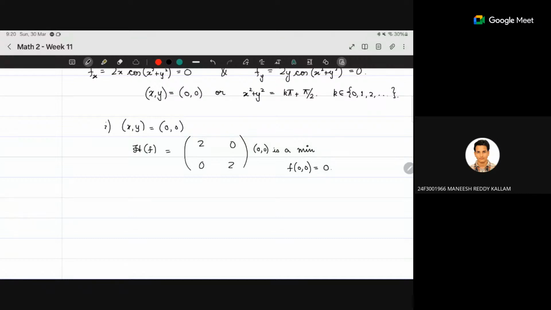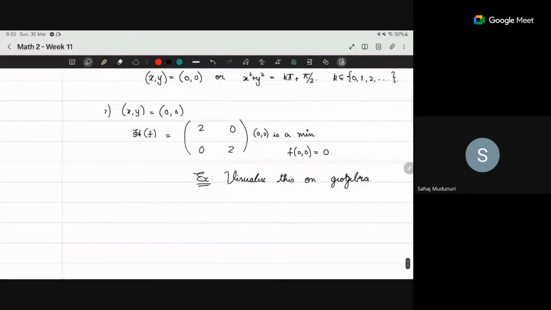So why does this happen? I would strongly suggest this exercise: visualize this on GeoGebra or any graphing software that you have. Just plot the graph of this and observe what happens. This is a good fun exercise. At the point it will be something like a downward hill, I'm guessing. Yeah, it'll be a valley.